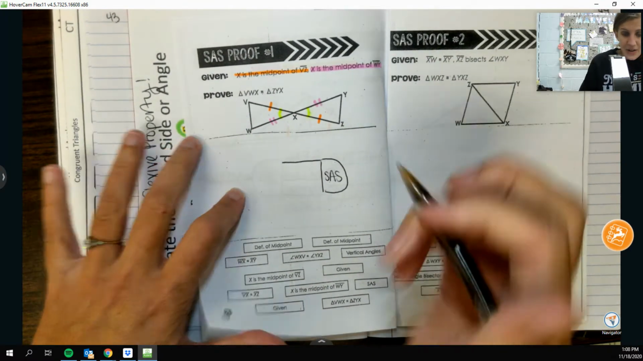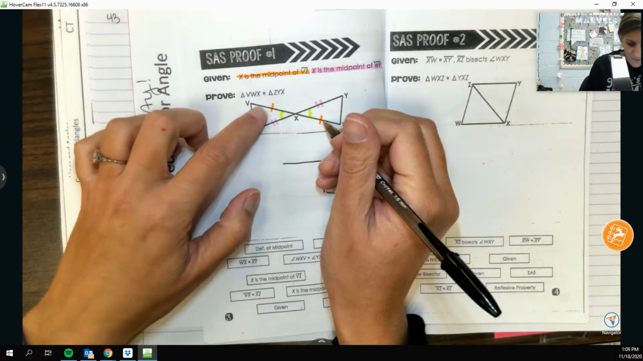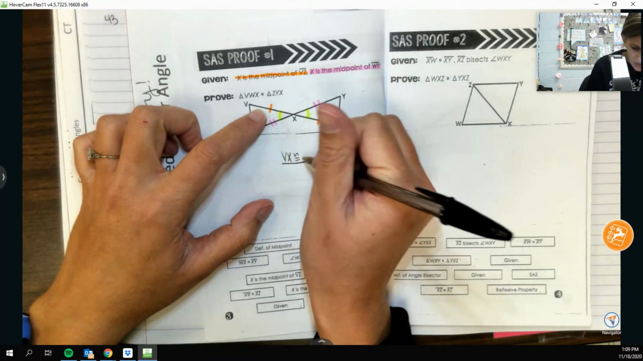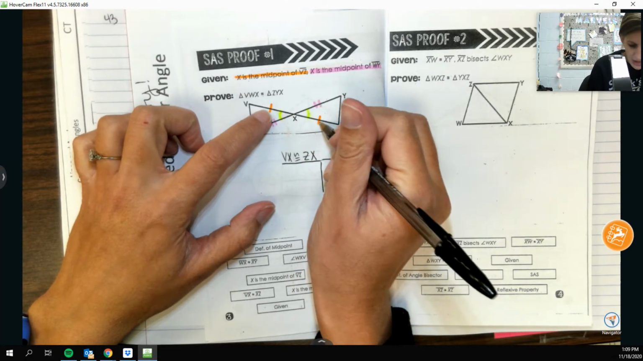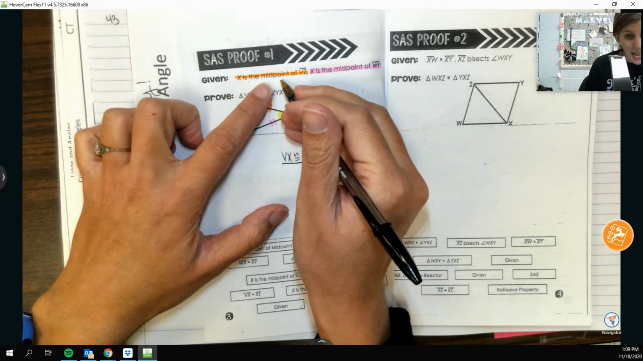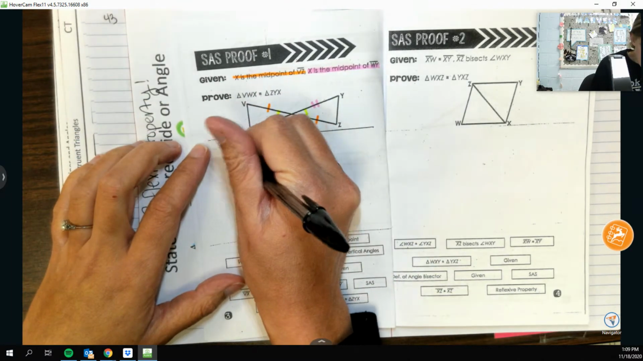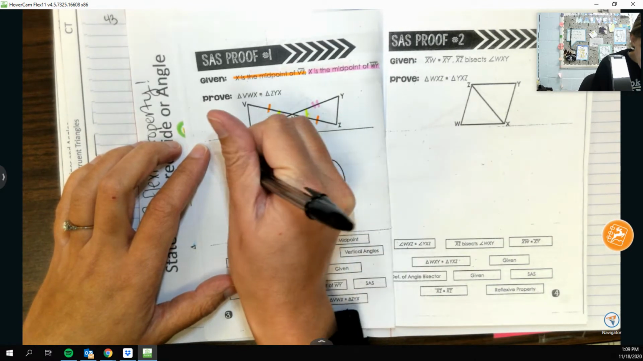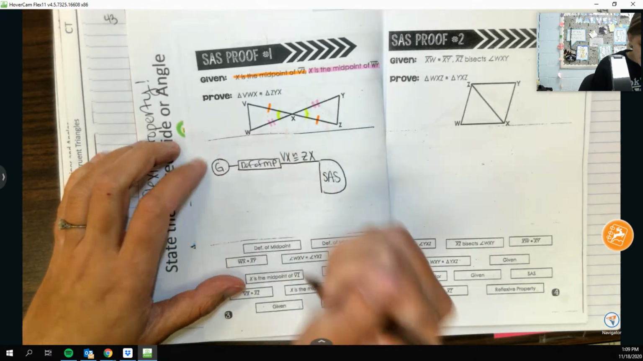And I know that my first side was congruent. So BX was congruent to ZX. I was able to put those orange tick marks on there because they said I had a midpoint. So by definition of midpoint, and I knew I had a midpoint because it was in the given.